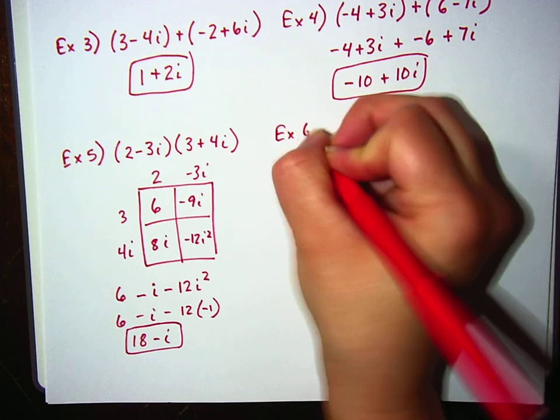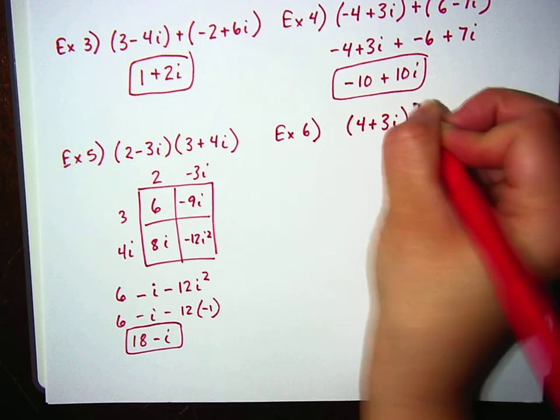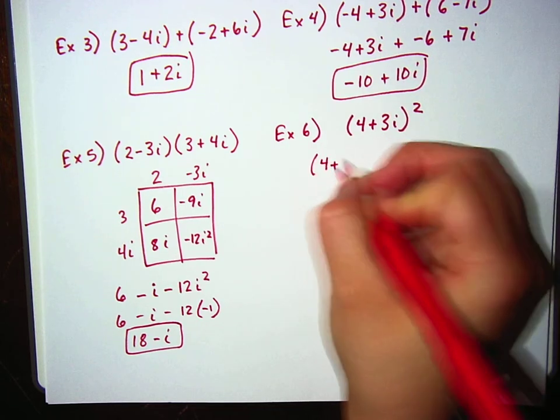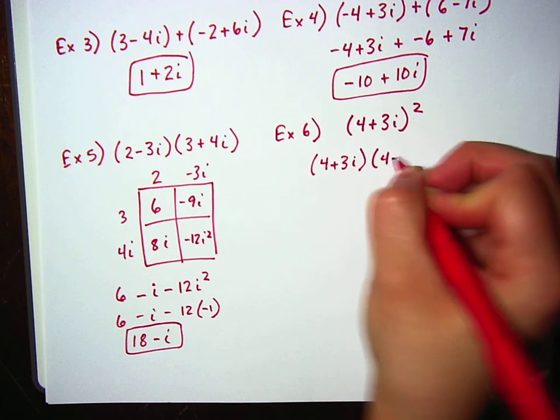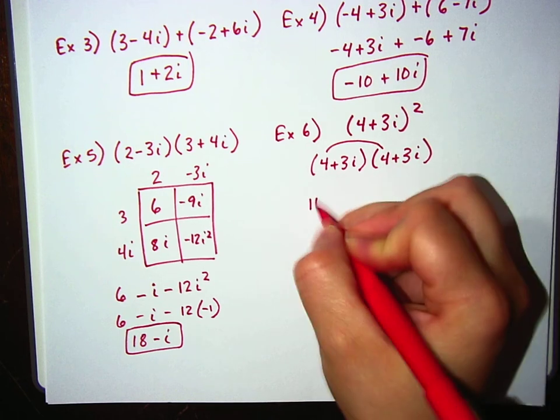Last one. You try this one. 4 plus 3i squared. Go ahead, try it out. Pause the video. Okay, I'm assuming you paused it. Now, hopefully you didn't just try to distribute the square and quit. I'm hoping that you said that this was 4 plus 3i times 4 plus 3i and then did a box or FOIL. Maybe I'll do FOIL this time. So first times first is 16.